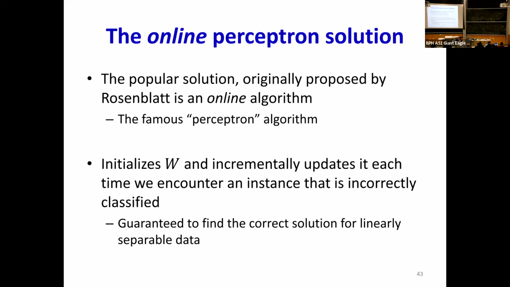There's a closed form solution to it, but the popular solution originally proposed by Rosenblatt is an online algorithm, which is the famous perceptron algorithm. You initialize W any old how, and then keep incrementally correcting it until classification errors are minimized. How so? We know that for any positive instance X, the optimal weight vector is X itself, with maybe some scaling. For any negative instance, the optimal vector is minus X.